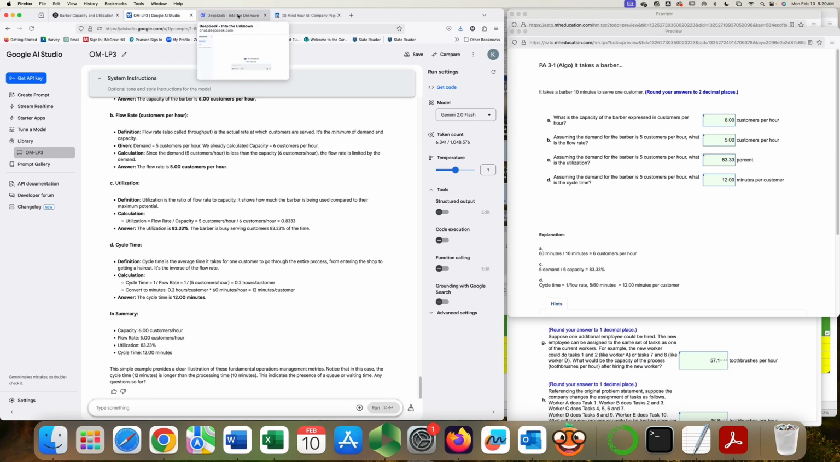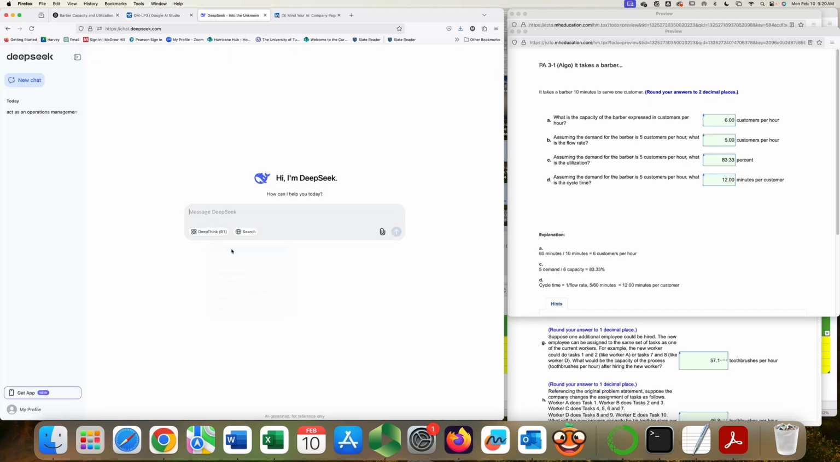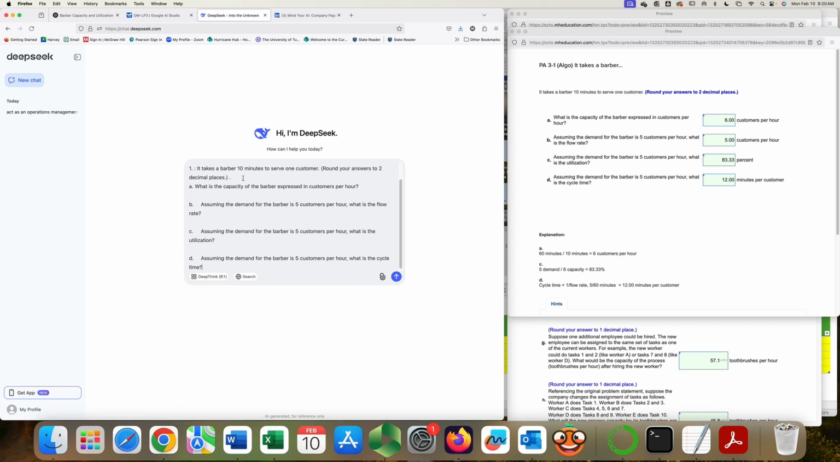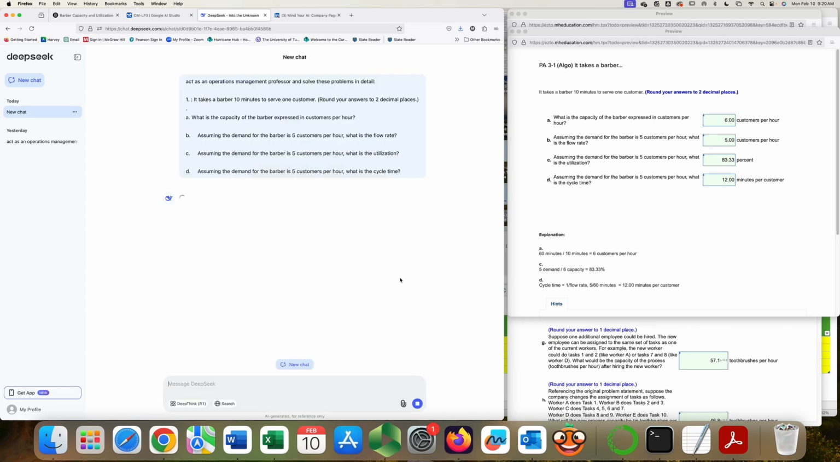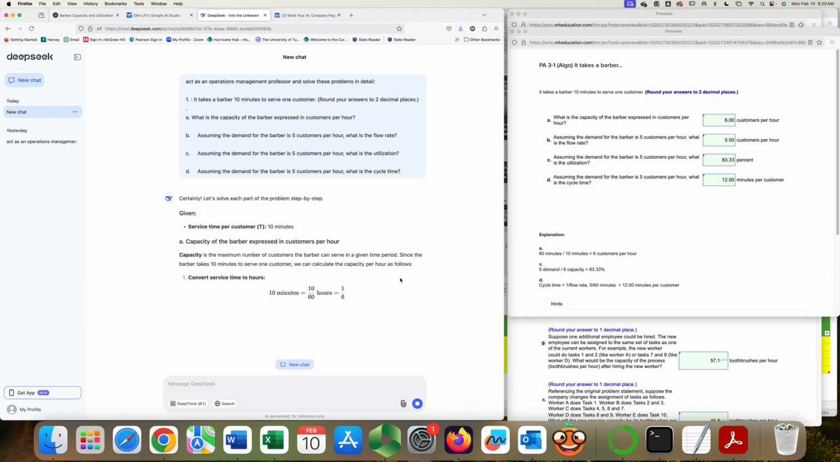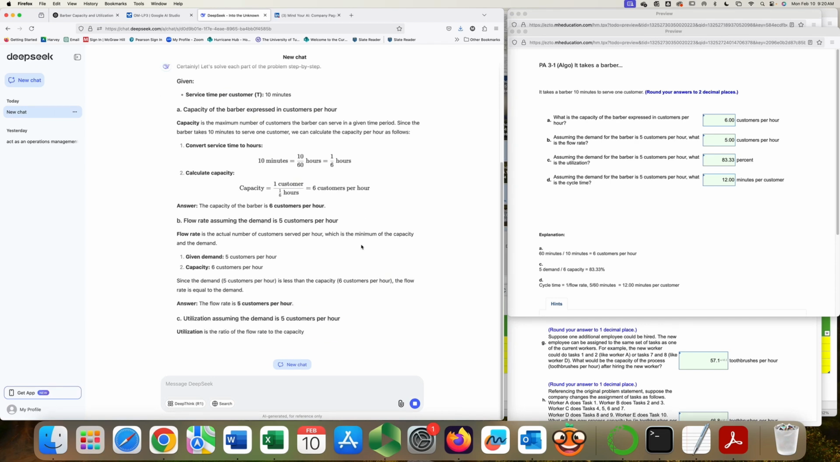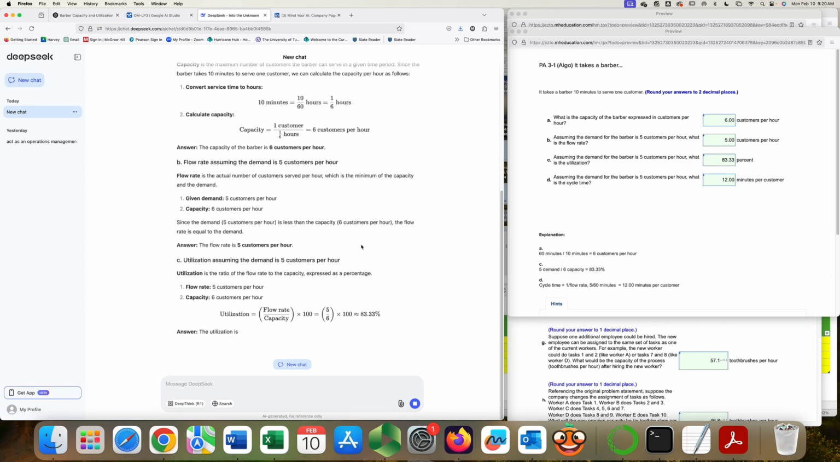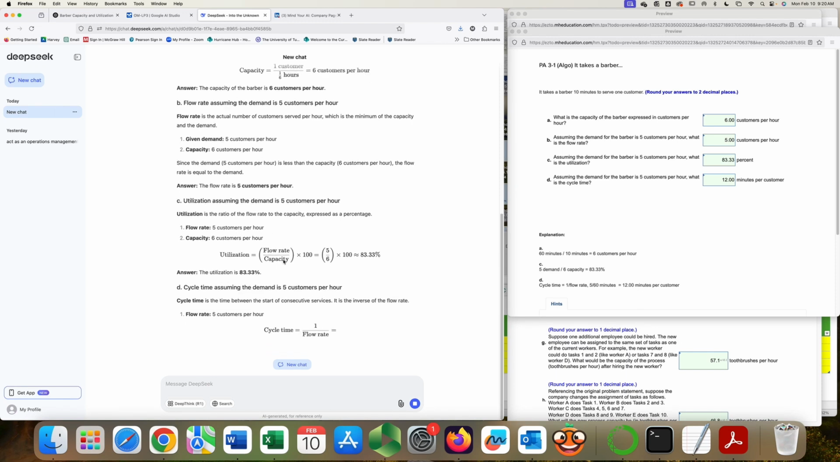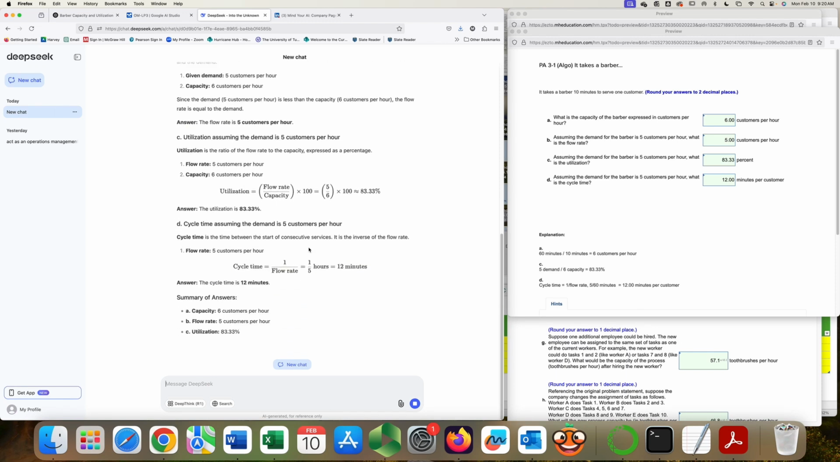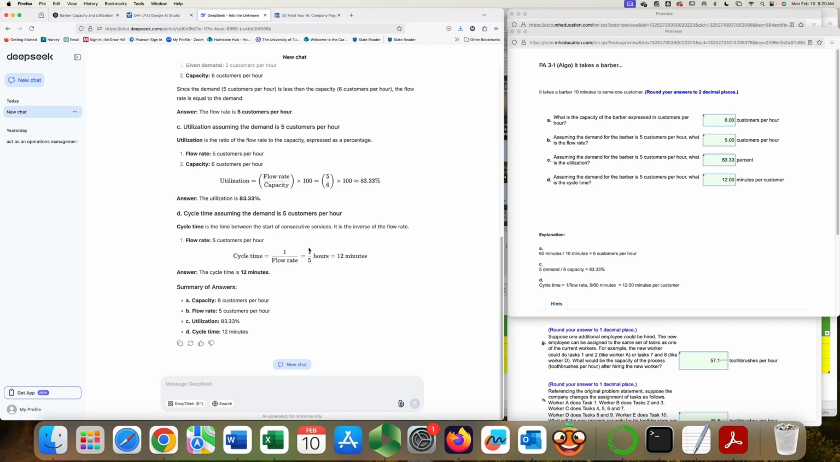So let's move on to DeepSeek and paste it over here, with 5, 5, 5, 10. Let's just make sure we have the same numbers. What I found is that DeepSeek is really similar to ChatGPT in terms of the calculations and the output. Again, this is the easiest question, and DeepSeek also got all answers correct with the explanation, which is good for students to go over and understand how this model got the answer.